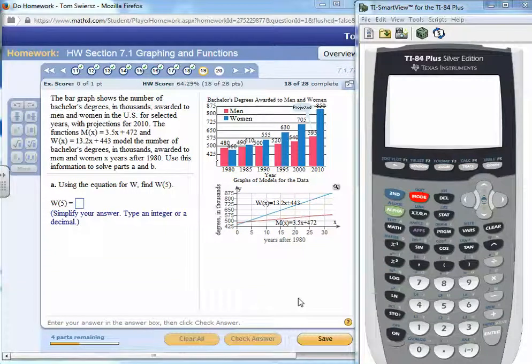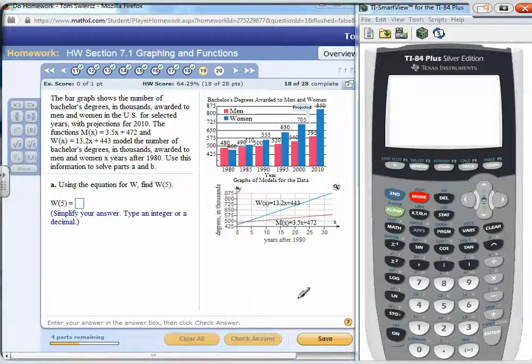All right, let's begin with homework exercise number 19 from section 7.1. The bar graph shows the number of bachelor's degrees in thousands awarded to men and women in the U.S. for selected years, with projections for 2010. The functions M(x) = 3.5x + 472 and W(x) = 13.2x + 443 model the number of bachelor's degrees in thousands awarded to men and women x years after 1980. Use this information to solve parts A and B.